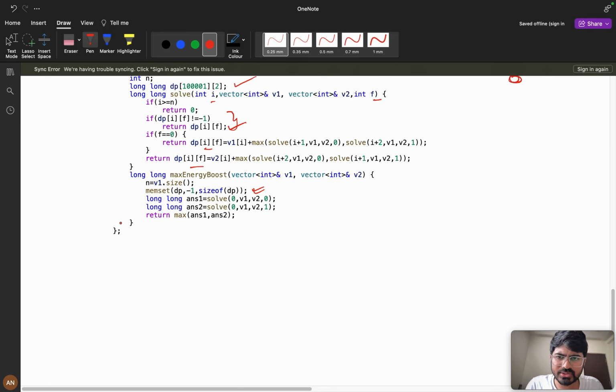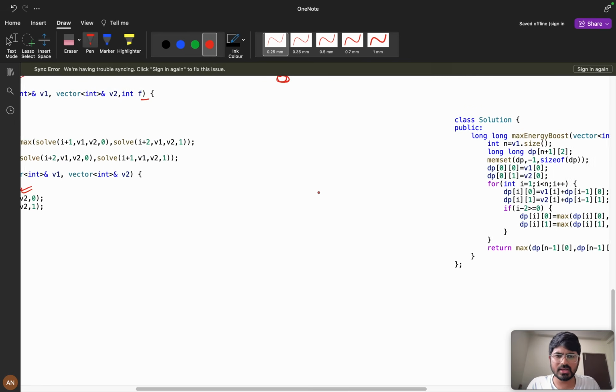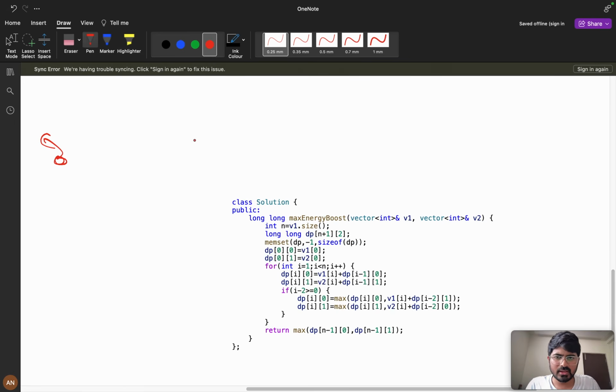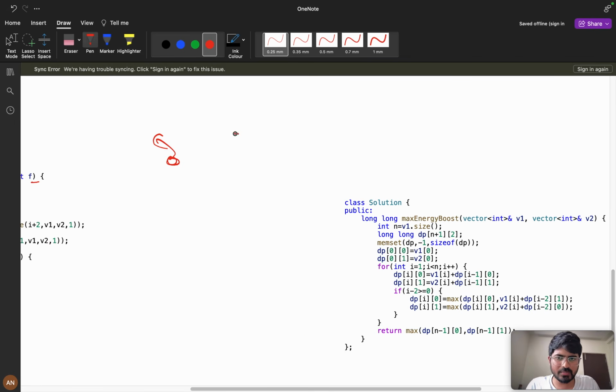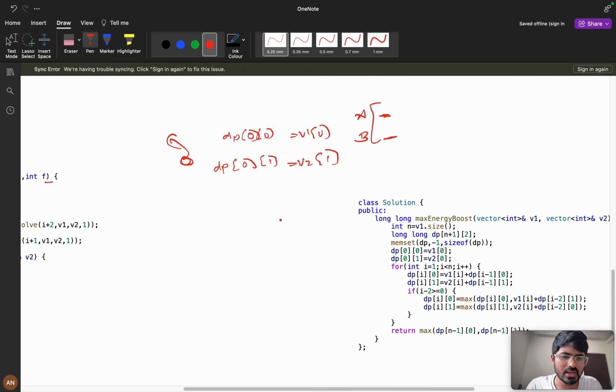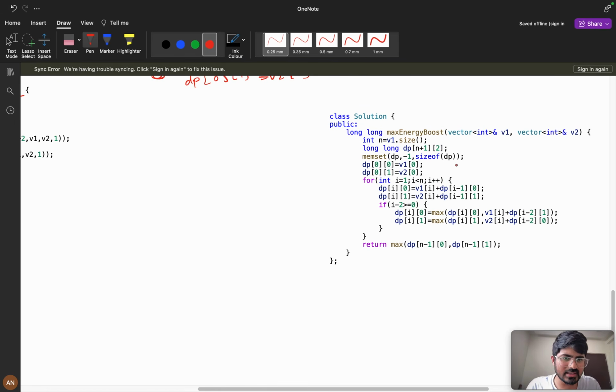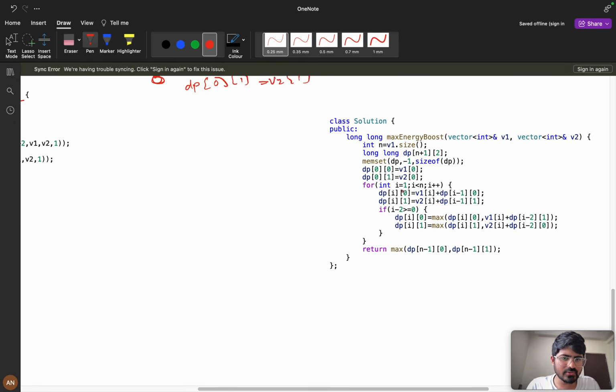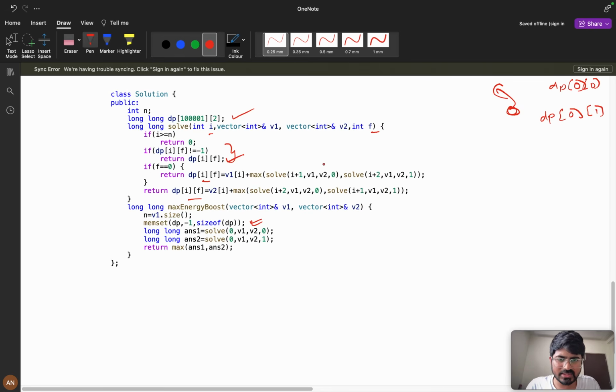Now first, my basic scenario will be, at the first index, dp of 0 comma 0 will be v1 of 0, right, and dp of 0 comma 1 will be v2 of 0, because in the first index I have A drink and I have B drink. So first you can choose either of these. I can start with either of these. Now I equals 1, I less than n, I plus plus. So first I am taking this scenario.